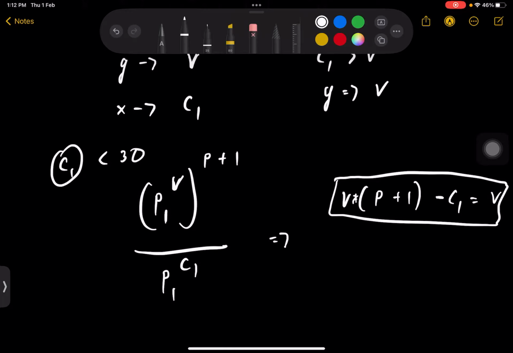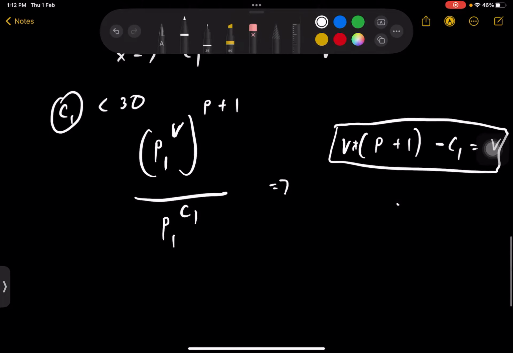So can we be sure that there will always exist such a V value that will satisfy this condition? No, that we can't be sure. That's why we run a loop from 1 to C1 minus 1, and we check for all the cases.